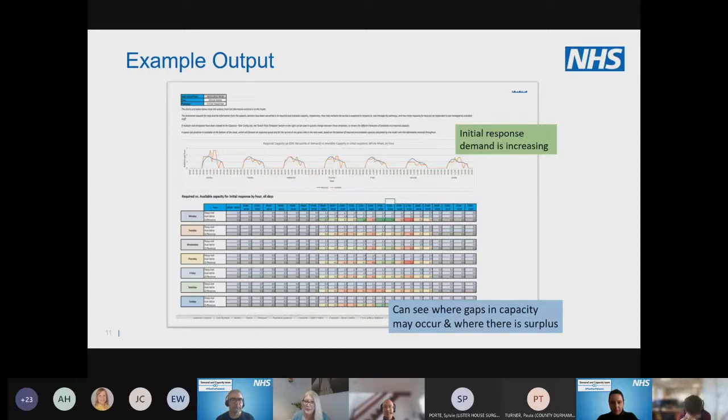What this actually tells you, in the top graph, you've got a blue line and you've got an orange line. The blue line is your demand, which you've told the model is your demand. It's forecasting what it will look like next week. So it's giving you the demand by hour of the day and across the 7 days.